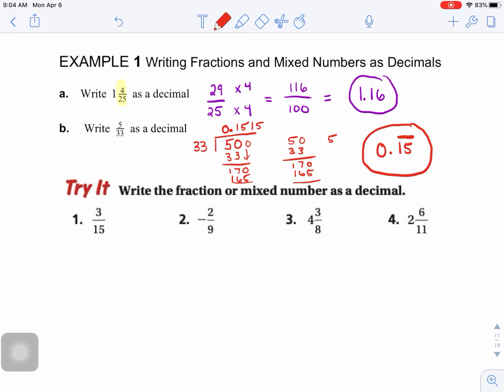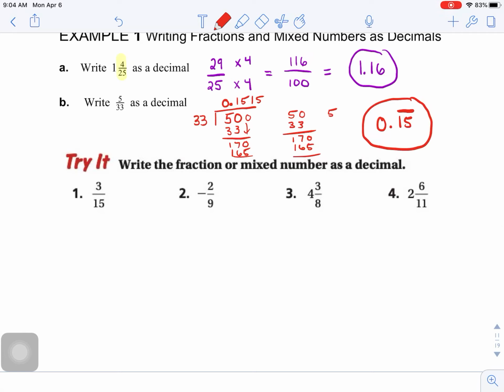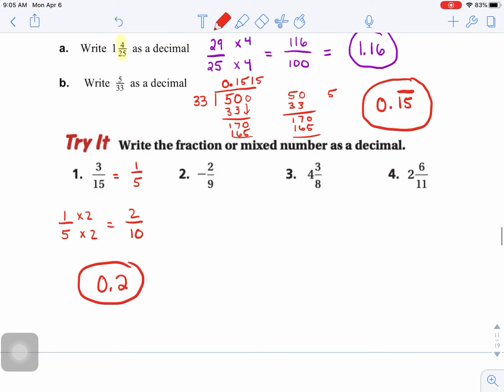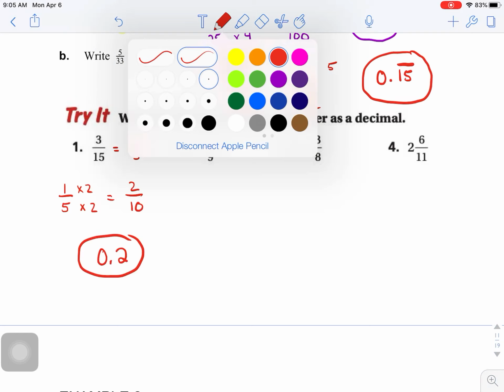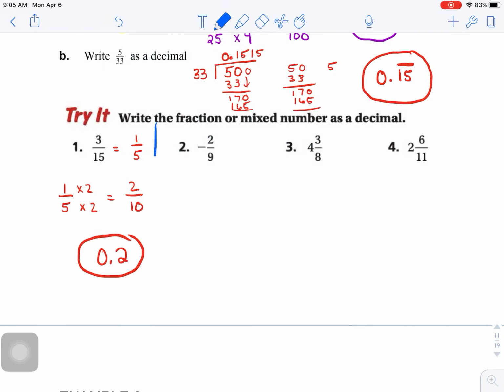All right, so now let's try some of these. If I was looking at 3 over 15, the first thing I'm going to do for this problem is simplify. 3 over 15, I know is equivalent to 1 over 5. So why does that help me? Because 5 is going to go into 10 or 100 really easily. So if I had 1 over 5 and I multiplied by 2, I get 2/10, which is 0.2.